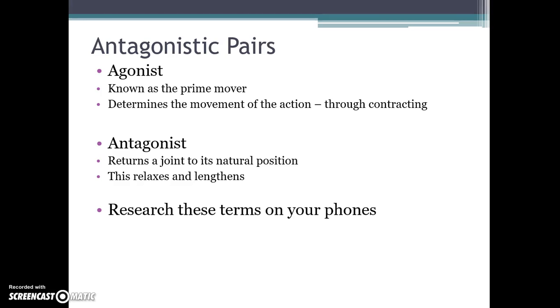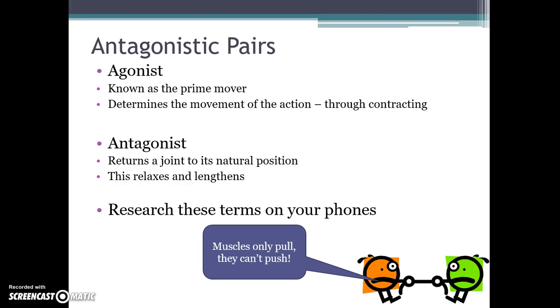And the antagonist helps return a joint to its natural position. So muscles have to work in pairs. If you contract your biceps, you flex your bicep and your hand is up by your shoulder. If your tricep wasn't there, you could not return it back to its natural position. This is because muscles can only pull, they can't push. What the antagonist will do is relax and lengthen as the agonist contracts.